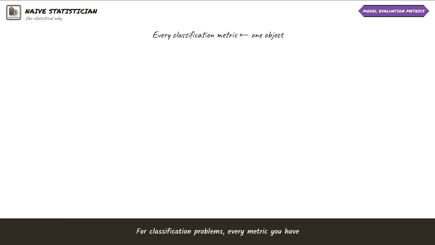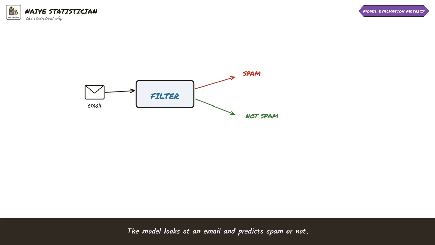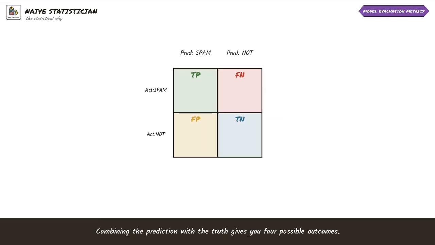For classification problems, every metric you have ever heard of is built from one foundational object, the confusion matrix. It is just 4 numbers. Imagine you are building a spam filter. The model looks at an email and predicts spam or not spam. The truth is either spam or not spam. Combining the prediction with the truth gives you 4 possible outcomes.